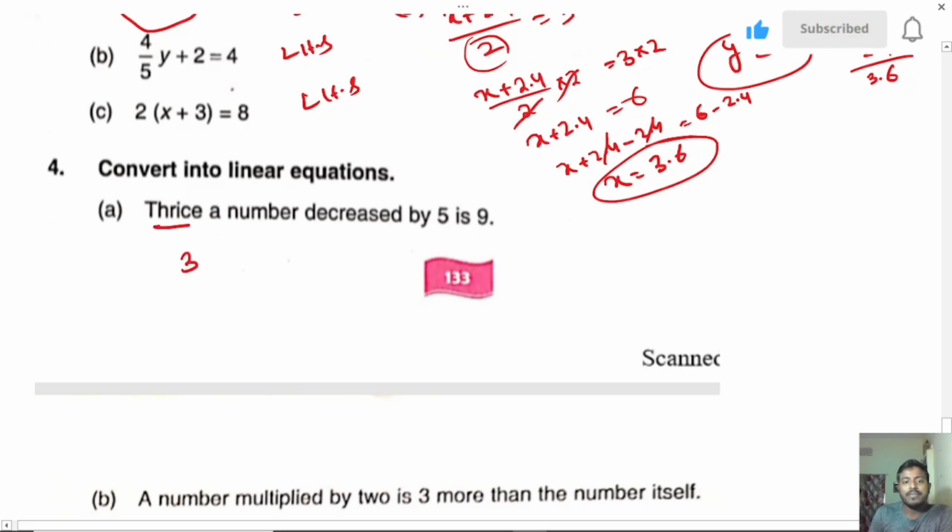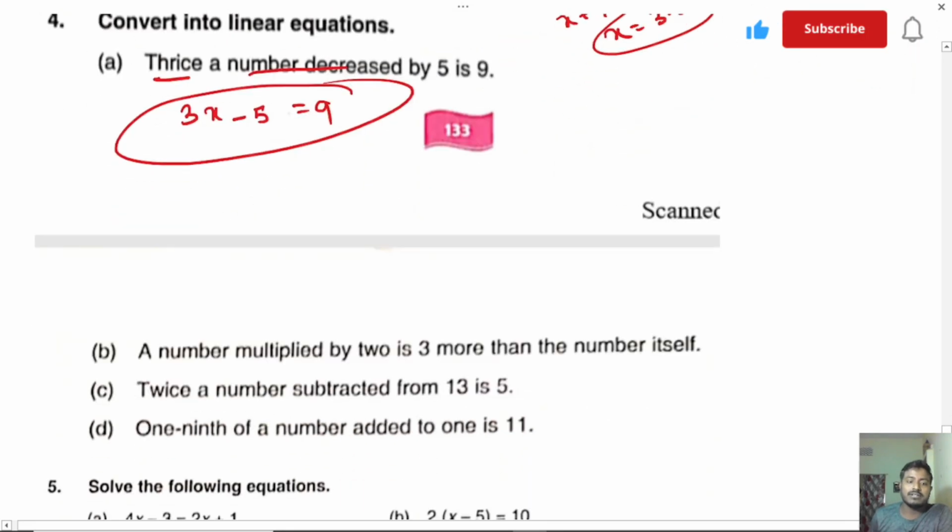Convert into linear equation. 3 less means 3, a number that is x. Either you can take p, or a, any number, any letter. So 3x decreased, meaning minus 5, is equal to 9.